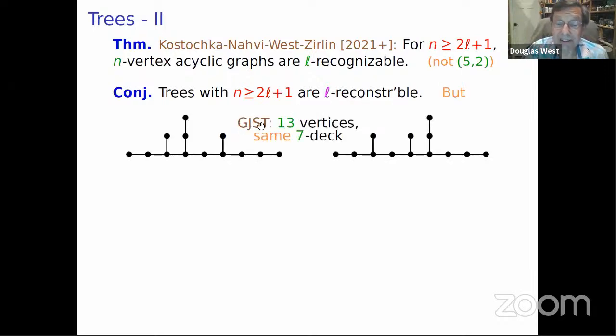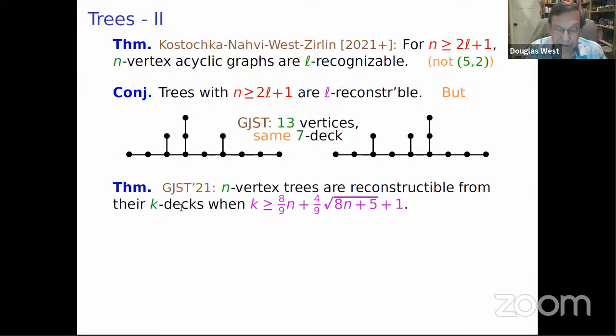Grenland, Johnson, Scott, and Tan, in their paper, gave this one annoying example. These two trees have 13 vertices, are non-isomorphic, and have the same 7-deck. I haven't had the time to check that, but in other words, they're saying that these trees are not 6-reconstructible. So maybe we need another exception.